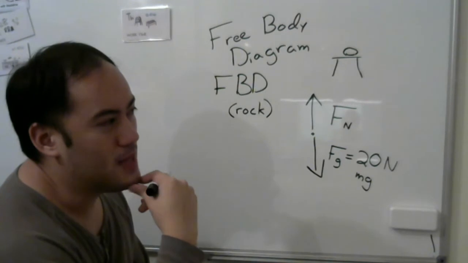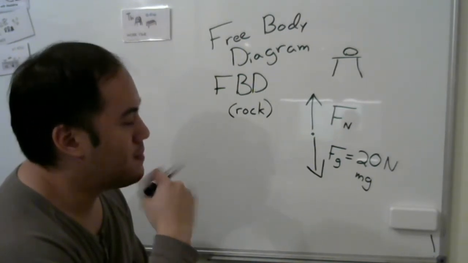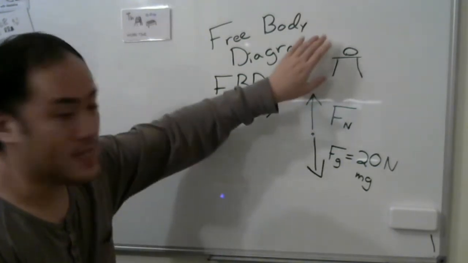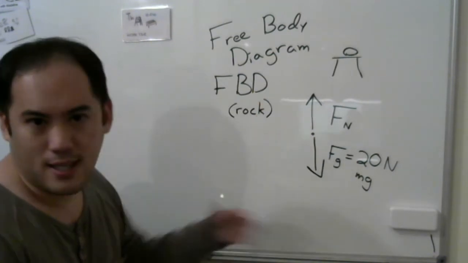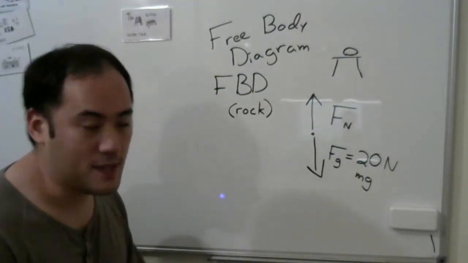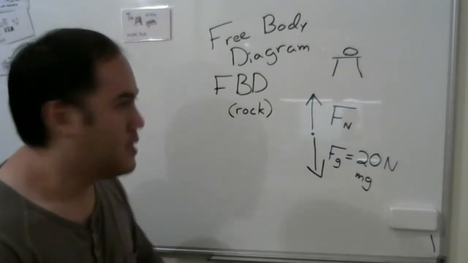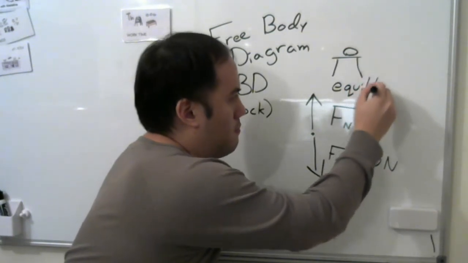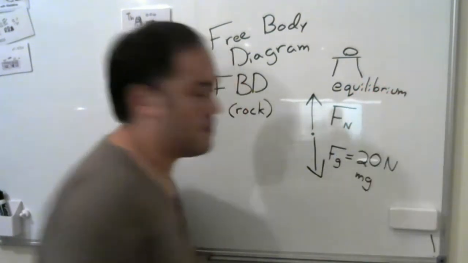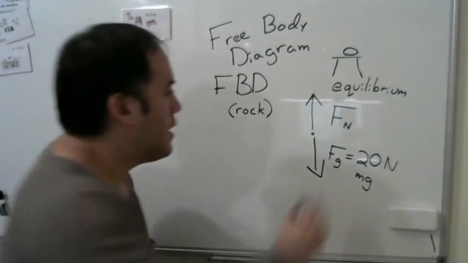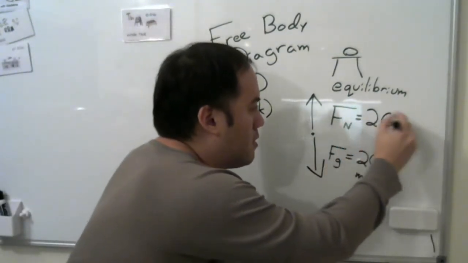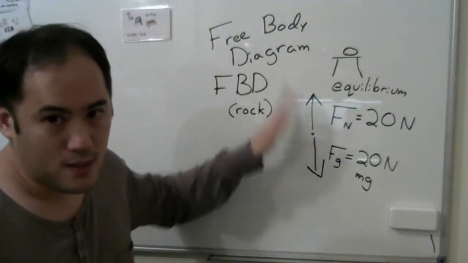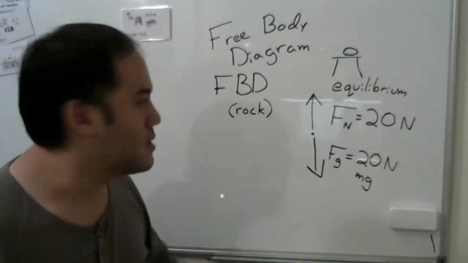If you can figure it out, what's Fn? Well, we know the rock is at rest, stationary, not changing velocity, not accelerating. The rock is therefore in a state called equilibrium. So Fg is 20 newtons downward, Fn must be 20 newtons upward. The vector sum is not 40 newtons.